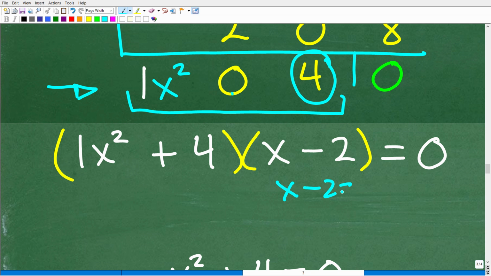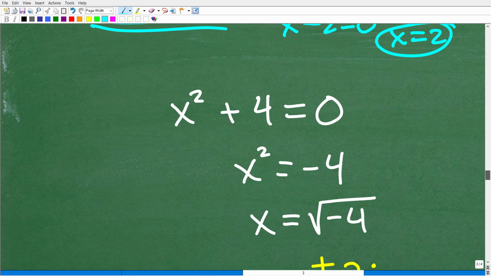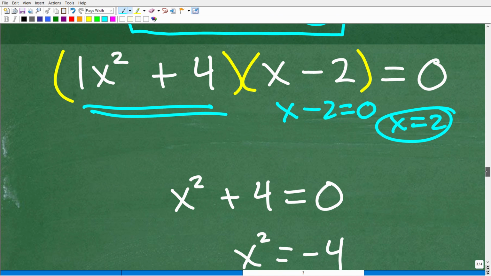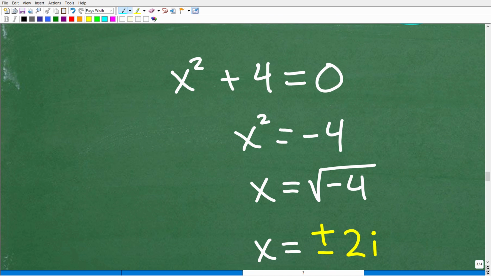If we set this equal to 0, remember this whole equation is equal to 0. We got x is equal to 2, okay? So that's pretty awesome. So this is the other factor. So now we have 1x squared plus 4, and now we just need to solve this to find our other two solutions. Remember, we have three solutions here. All right, so we're going to set x squared plus 4 equal to 0 and solve. So we're going to subtract 4 from both sides of the equation. We get x squared is equal to negative 4.